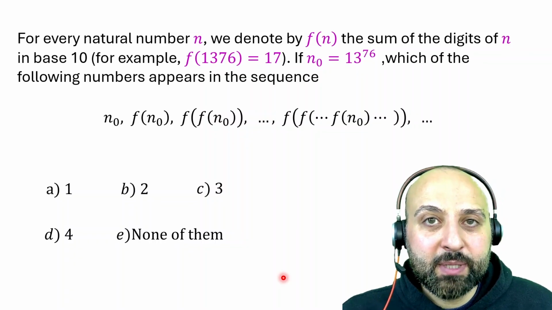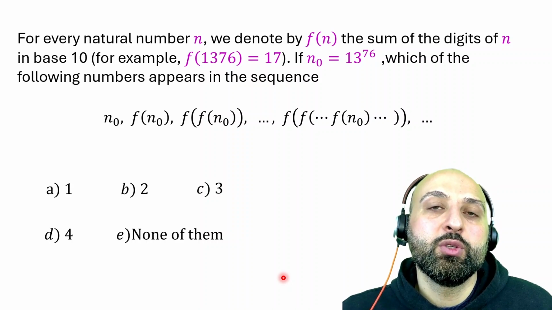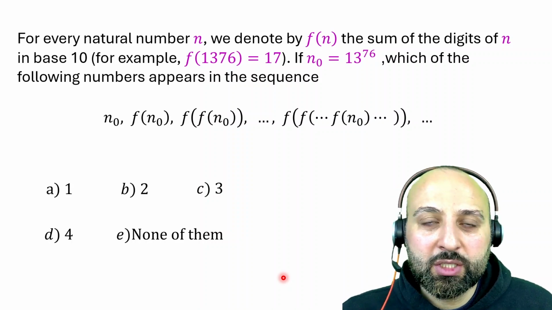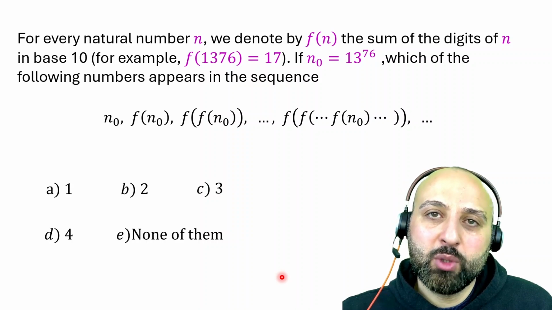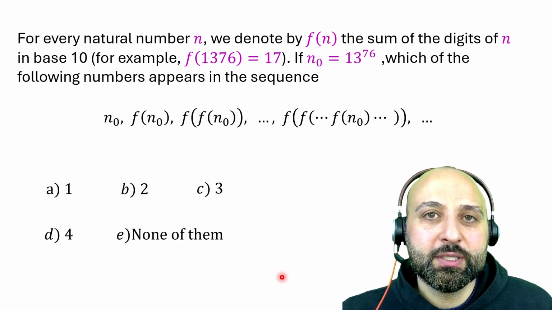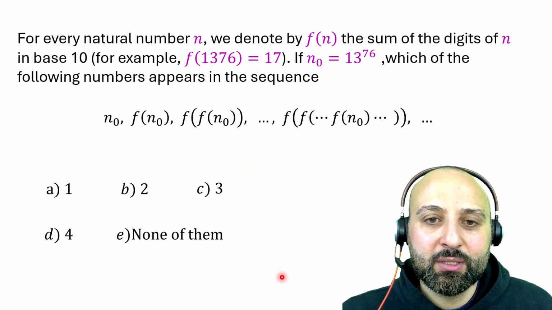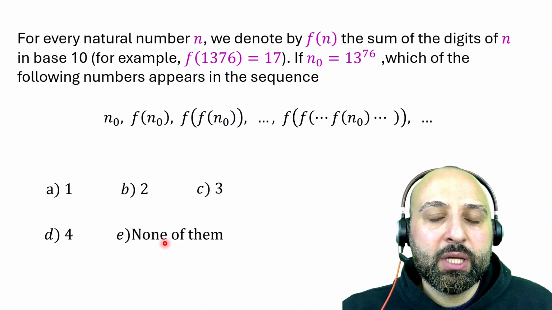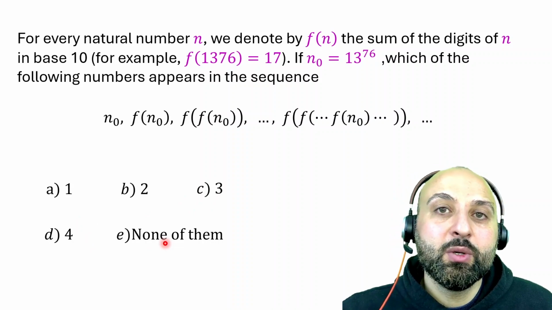The first round of the Iranian Mathematical Olympiad usually consists of multiple choice questions. You get 3 hours, 30 questions, 6 minutes per question. This question was among the moderate difficulty questions. You can spend 5 to 10 minutes trying to solve this exercise, and then come back and see the solution. These are the options: 1, 2, 3, 4, and none of them. All right, let's look at the solution.